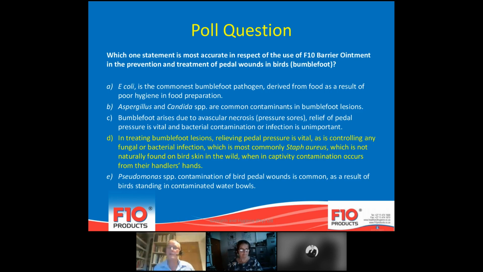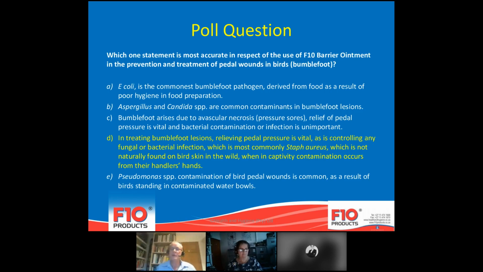C, bumblefoot arises due to avascular necrosis, pressure sores. That certainly is true. Relief of the pedal pressure is vital. Yes, that's correct. And bacterial contamination or infection is unimportant. That is wrong. As soon as you've got pedal pressure and a breakdown of the natural defense mechanism, you will get bacterial and fungal contamination, and it is important, and you must control it.